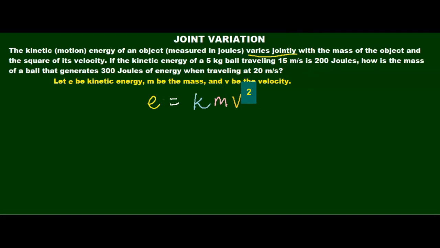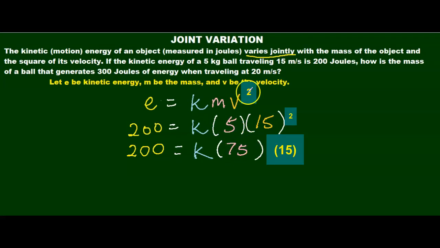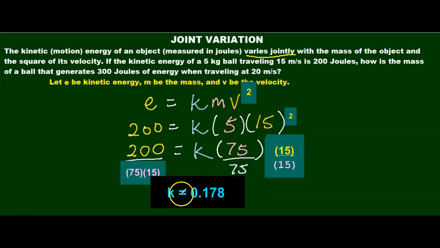They told us that the kinetic energy is 200 joules. We don't know our K, but we're told what the M and the V are, which is 5 kilograms and 15 meters per second, squared. 15 squared times 5 gives me 1125. Divide both sides by 1125. That gives me K equals 0.178.